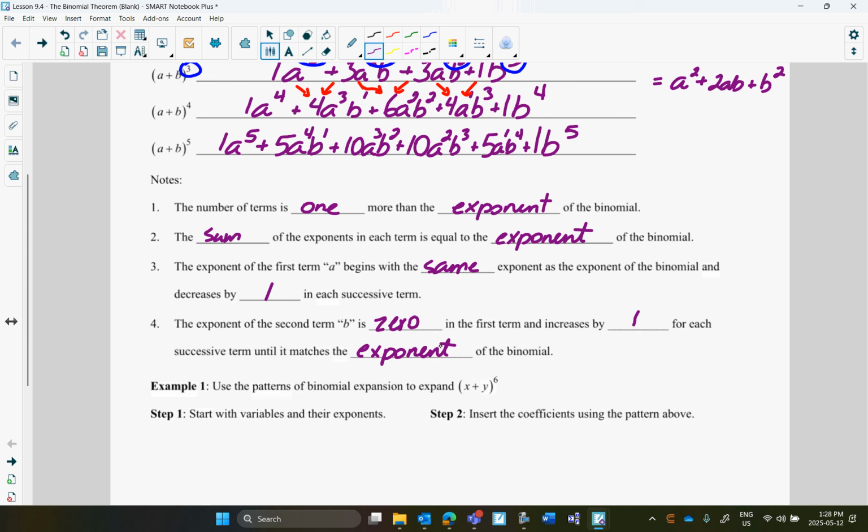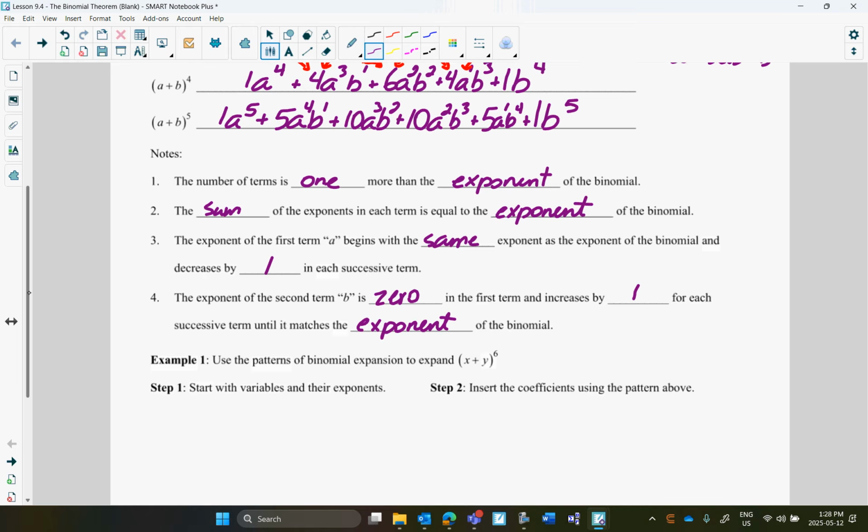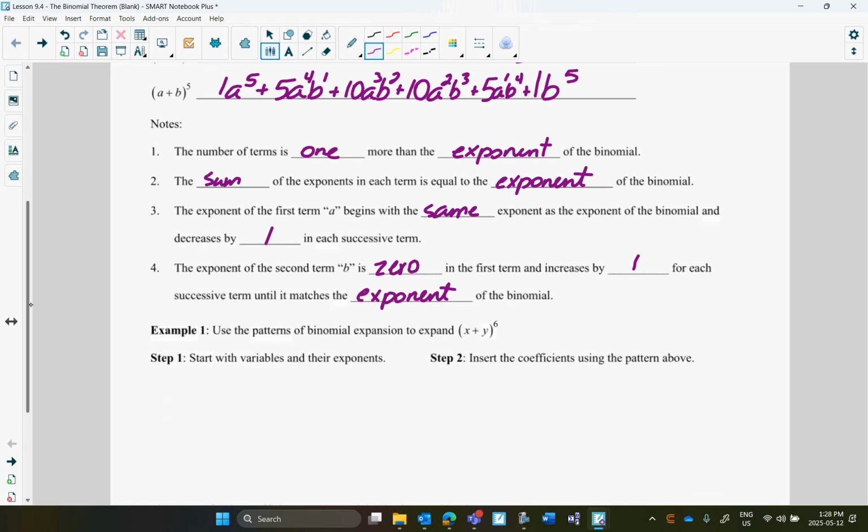So knowing that, what would x plus y to the sixth be? Now, notice we're using different variables, so all we have to do is change the variables. What's the first term going to be? 1x, yeah, 1x to the sixth.